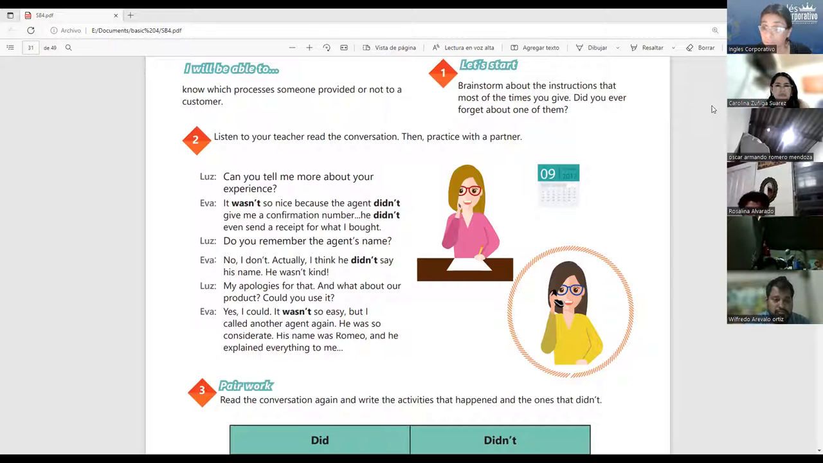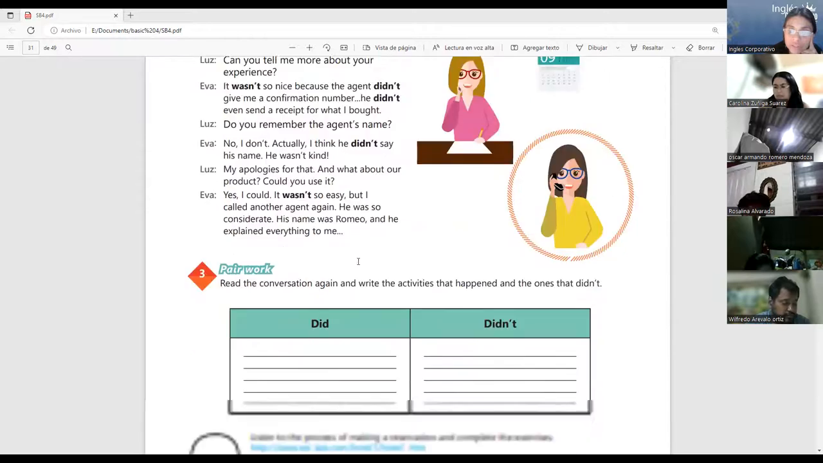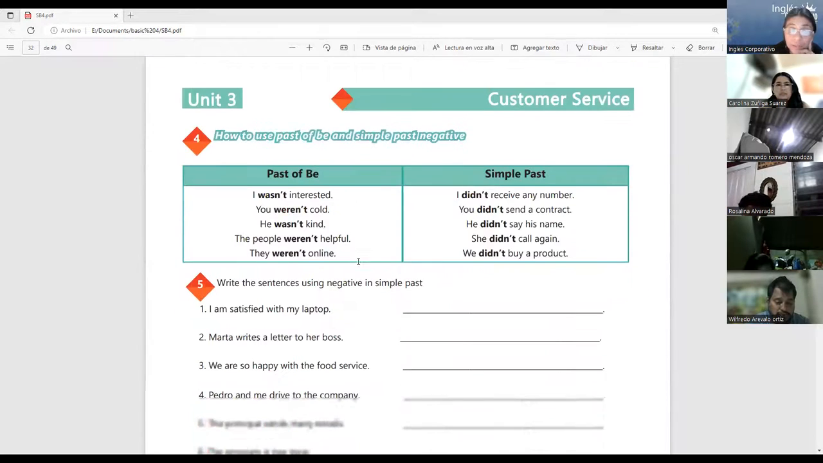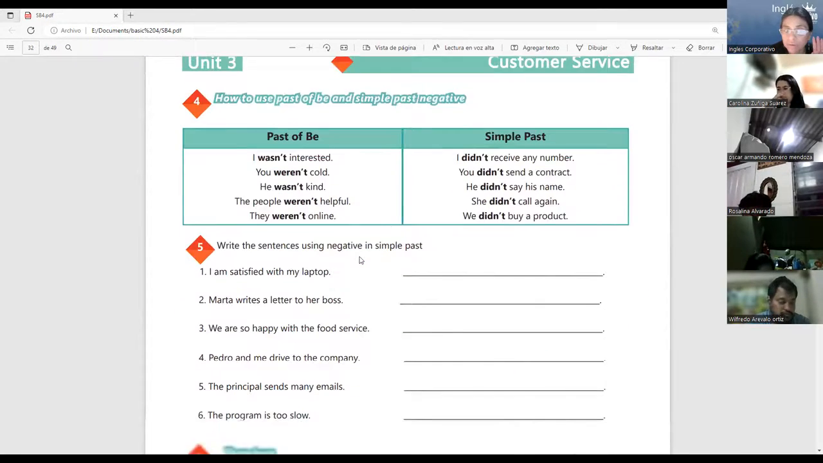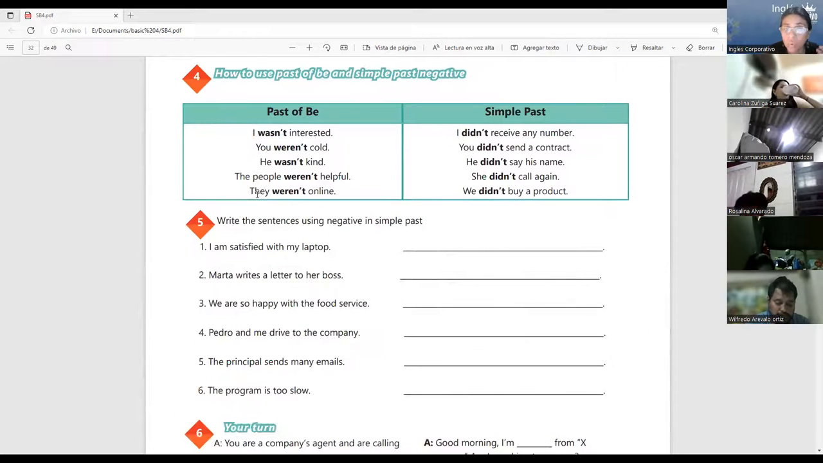No problem. Excellent. Very nice. Okay. Super. All right. What are we going to do here? It says read the conversation again and write the activities that happened and the ones that didn't. Lo que pasó y lo que no pasó. All right. In the conversation here. Ya les voy a explicar. Y luego vamos a aprovechar ejercicio 3 and ejercicio 4 y 5.